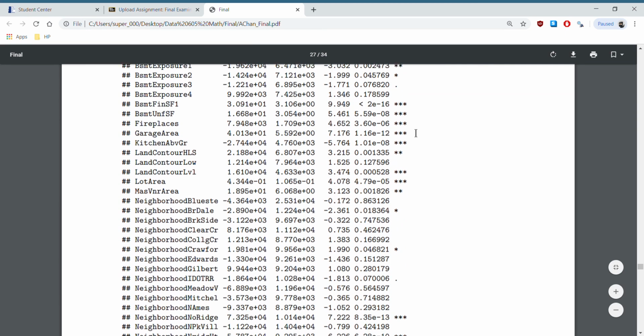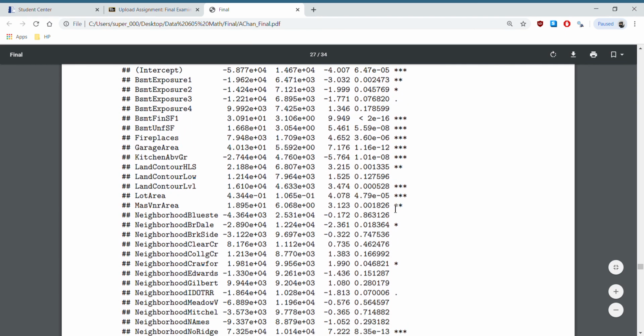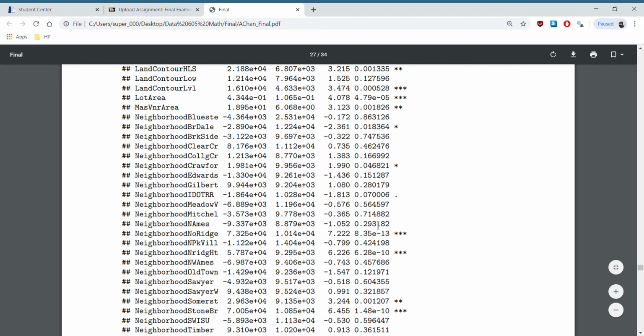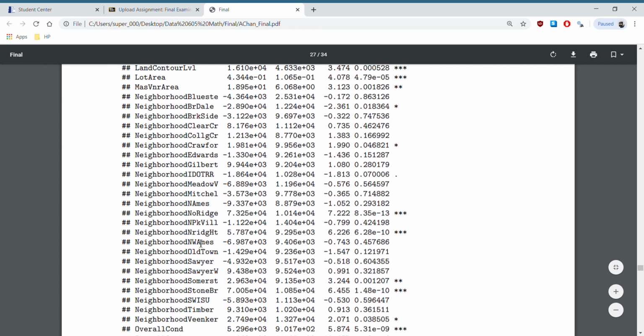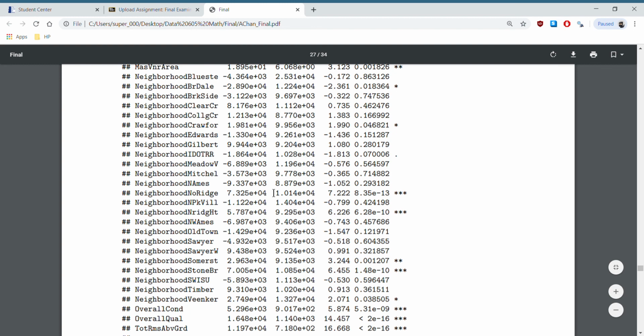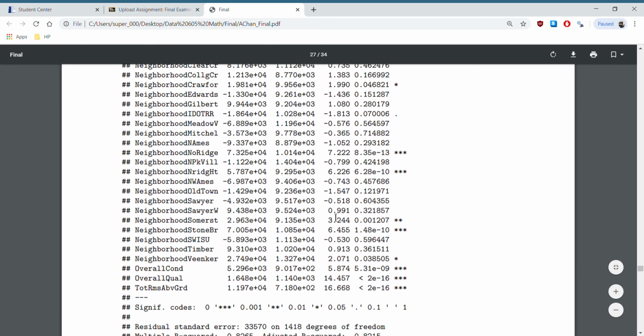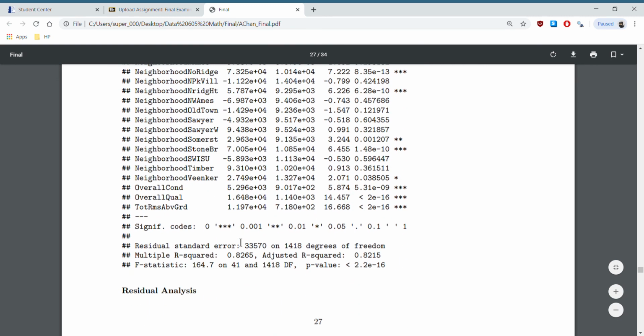As we can see, a lot of the variables are statistically significant. One thing I noticed with the neighborhoods is that the only statistically significant ones look to be the expensive neighborhoods. So if you live in an expensive neighborhood, the value of your house will go up a lot. But if you live anywhere else, it doesn't really seem to change the house price very much. So I thought that was interesting.